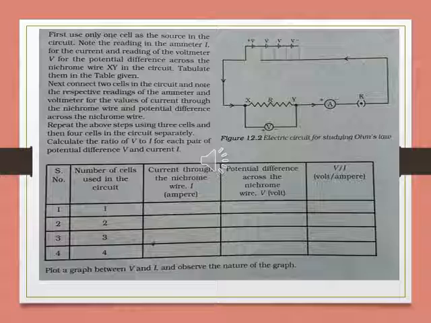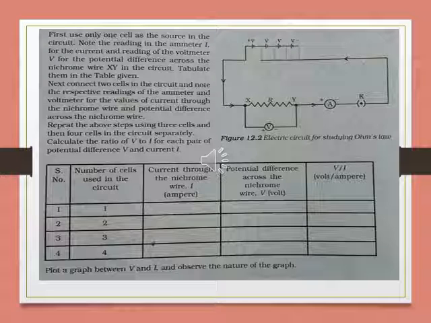Note the reading in the ammeter, I, for the current and the reading of the voltmeter, V, for the potential difference across the nichrome wire XY in the circuit. Tabulate them in the table given. Then next, connect two cells in the circuit and note the respective readings of the ammeter and voltmeter for the values of the current through the nichrome wire and the potential difference across the nichrome wire. Repeat the above steps using 3 cells and then 4 cells in the circuit separately.